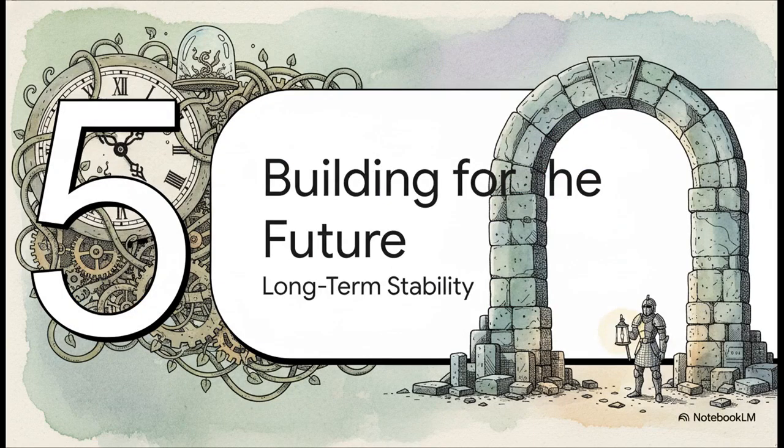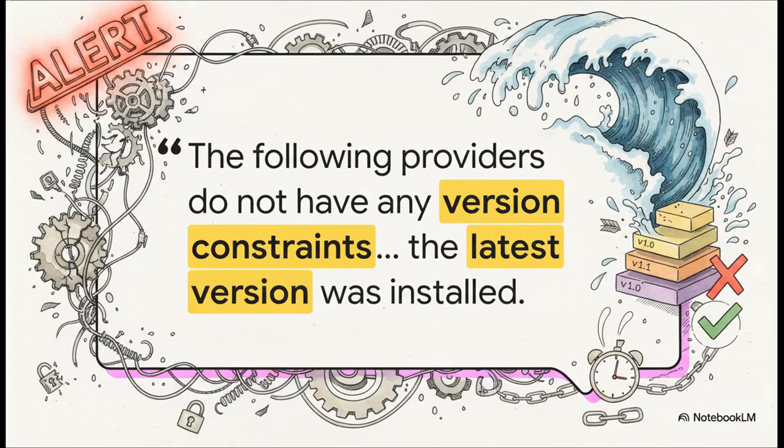All right, for our final section, let's talk about building for the future. How do we make sure the awesome, stable code we're writing today is still going to work reliably a year from now? Well, it all comes down to managing your dependencies. I bet you've seen this warning a million times after running terraform init, and it is so easy to just ignore it, right? But please, don't.